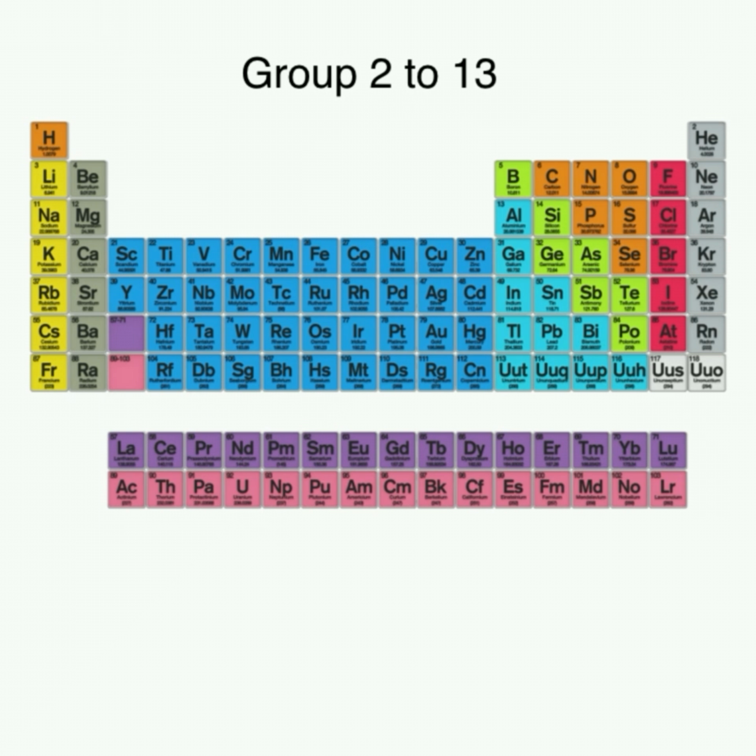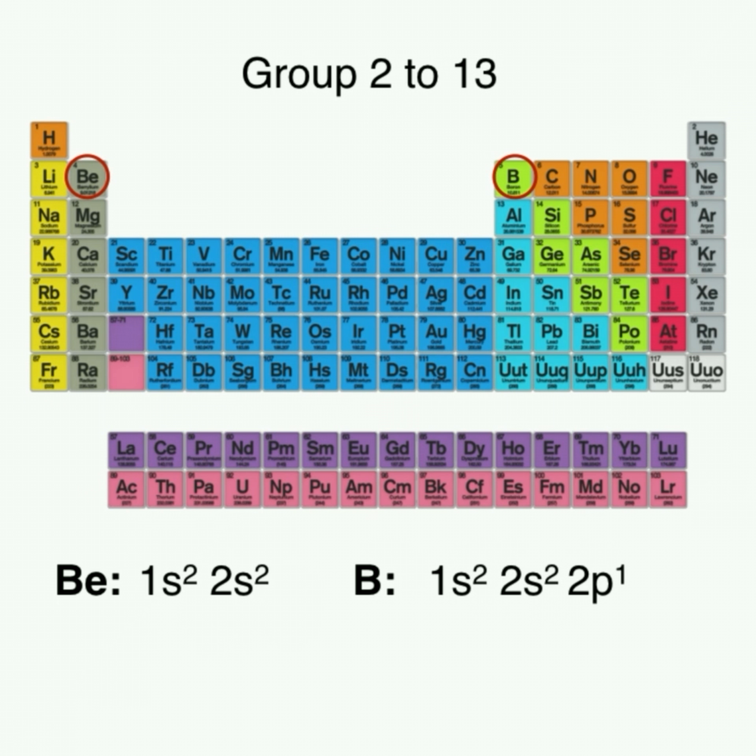Let's first see why ionization energy decreases from group 2 to group 13. To see why this decrease occurs, we must look at the electron configurations of these atoms. We'll use beryllium and boron as our example. The configuration for beryllium is 1s2, 2s2. Boron has one more electron, giving it a configuration of 1s2, 2s2, 2p1.